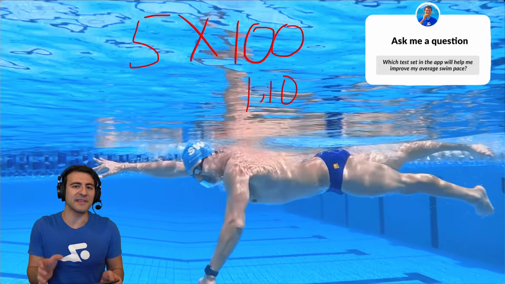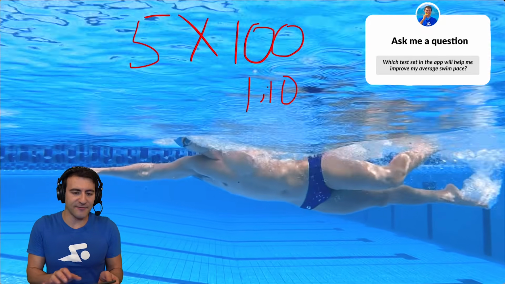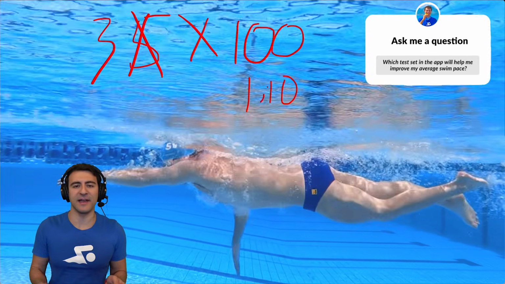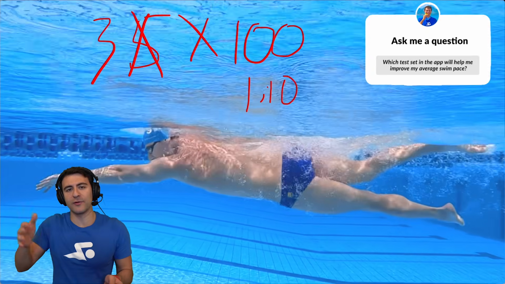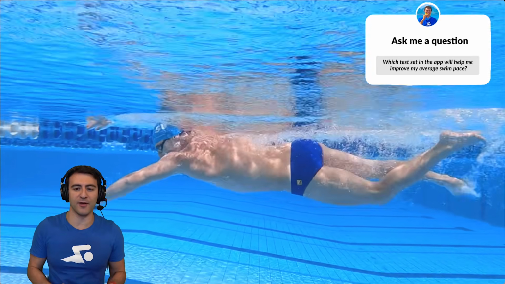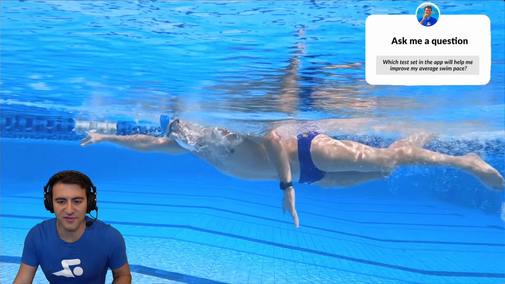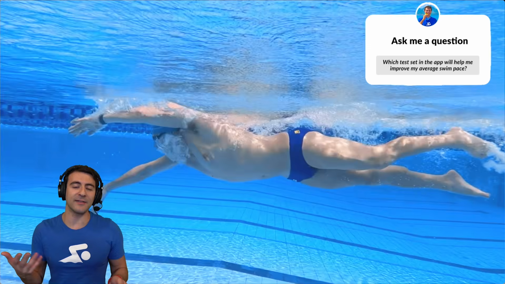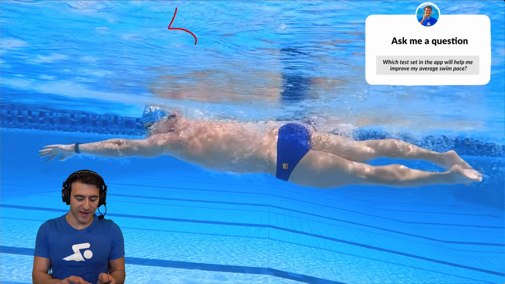Now, it wouldn't make sense to do this test set, and instead of 5 100s, I do 3, right? That's a different kind of set. So you have to repeat the same set over and over, and that's how you can see your progress. So to more directly answer this question, which test set in the app will help you improve your average swimming pace? Definitely the Endurance Challenge, because you're going to do 5 100s.